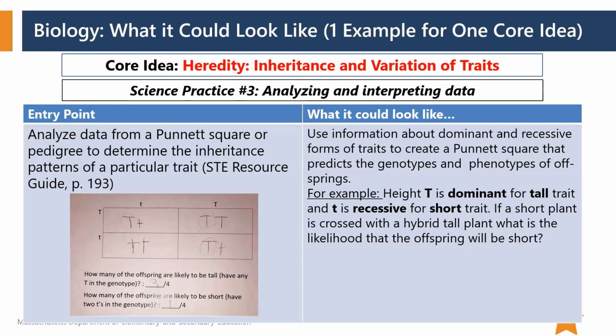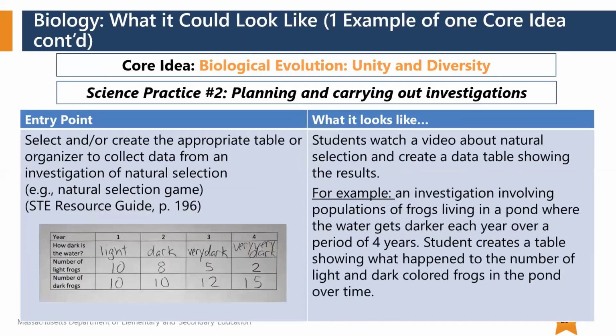Using that information about dominant and recessive forms of traits, you're going to have the students create Punnett squares. In this example, they're looking at a hybrid plant. And so to the left is an example of that Punnett square. And I know a lot of you do that at the high school level because we've seen a lot of them. And this is the third core idea.